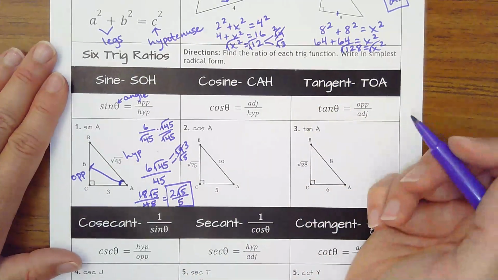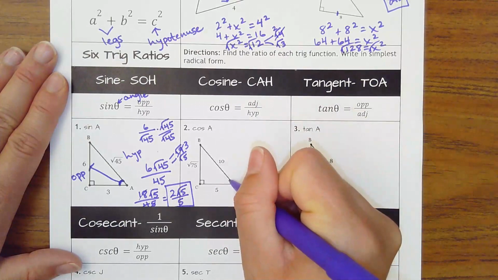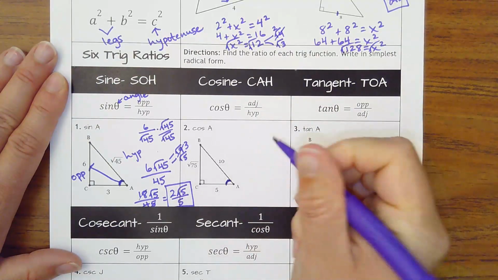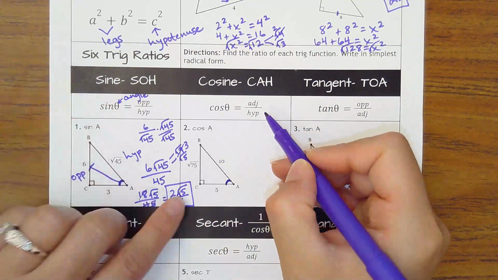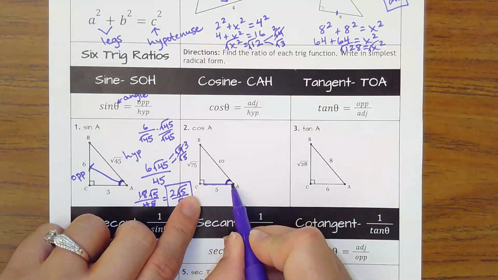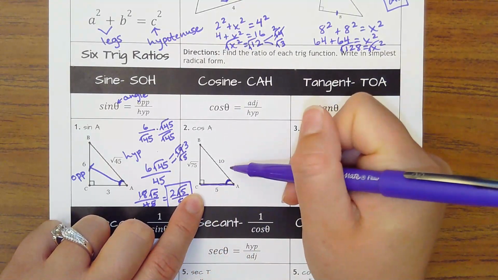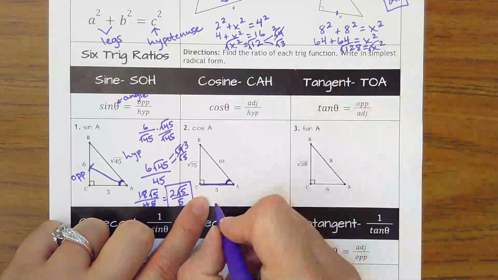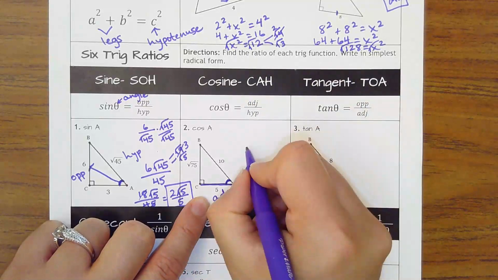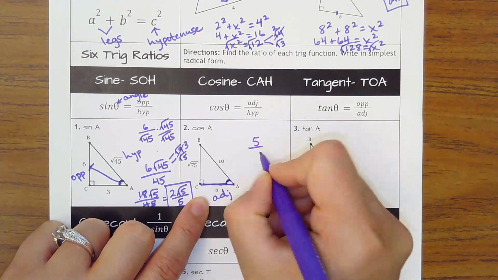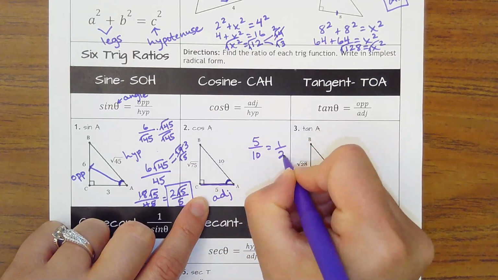All right, number 2 is cosine of A. So again, I'm standing from here. CAH, so I want adjacent. That means the leg that is touching or next to angle A. That's not the hypotenuse. That would be 5 over the hypotenuse, which is 10. So that simplifies to just a half.